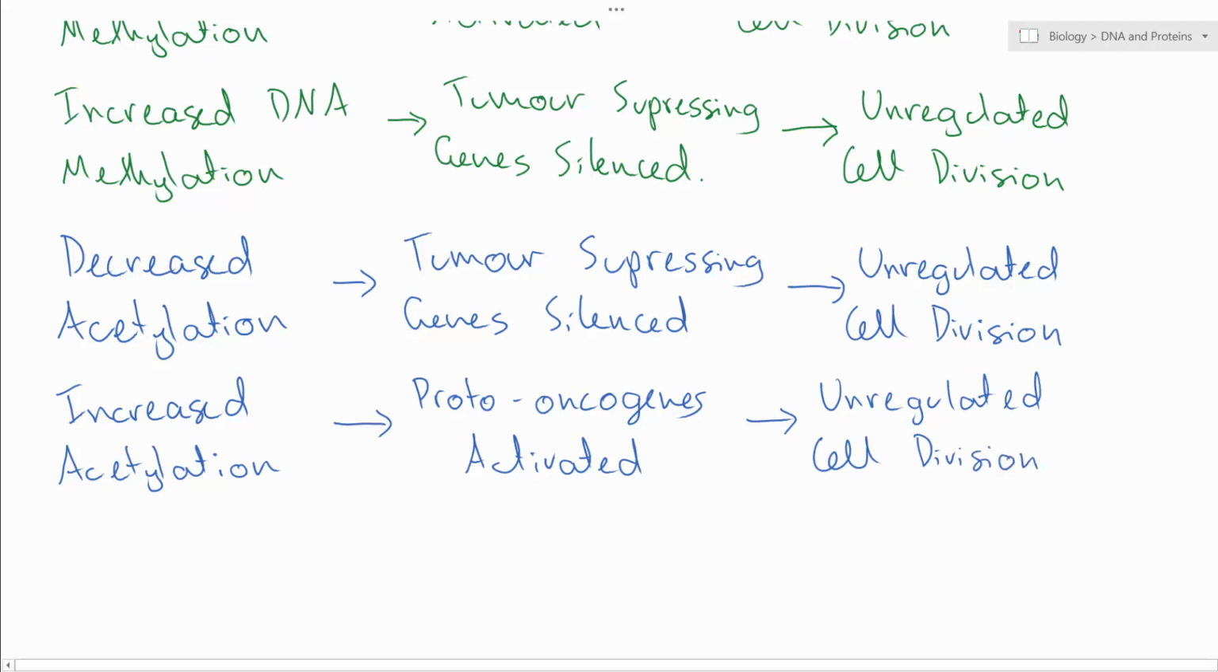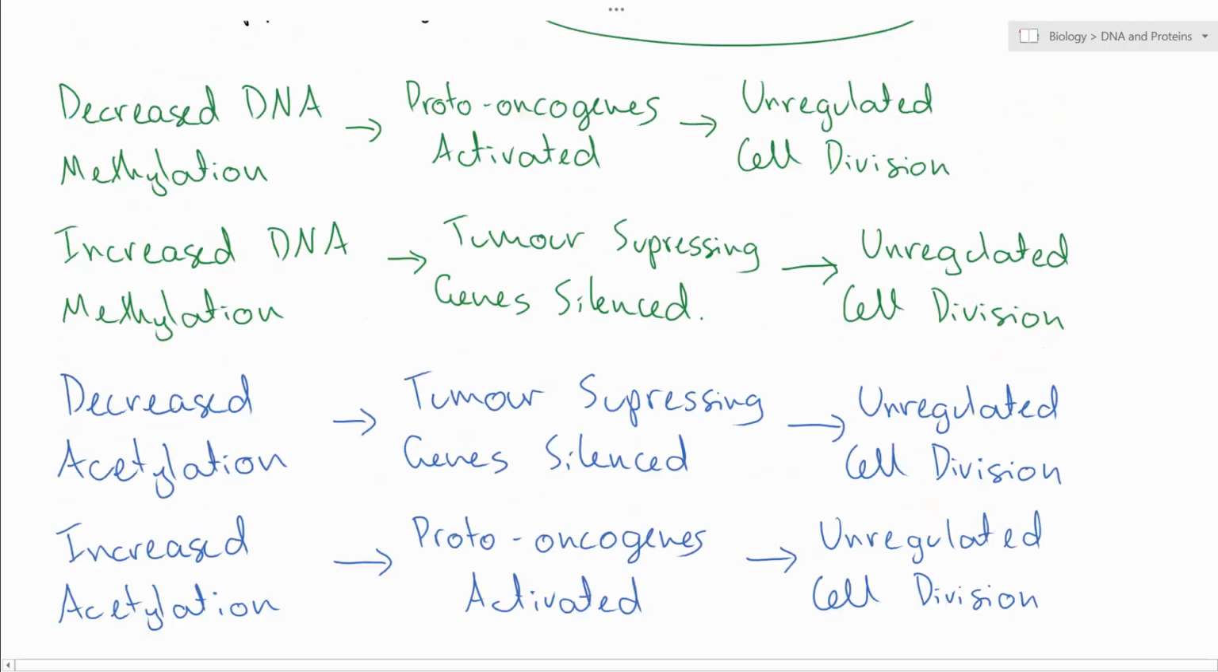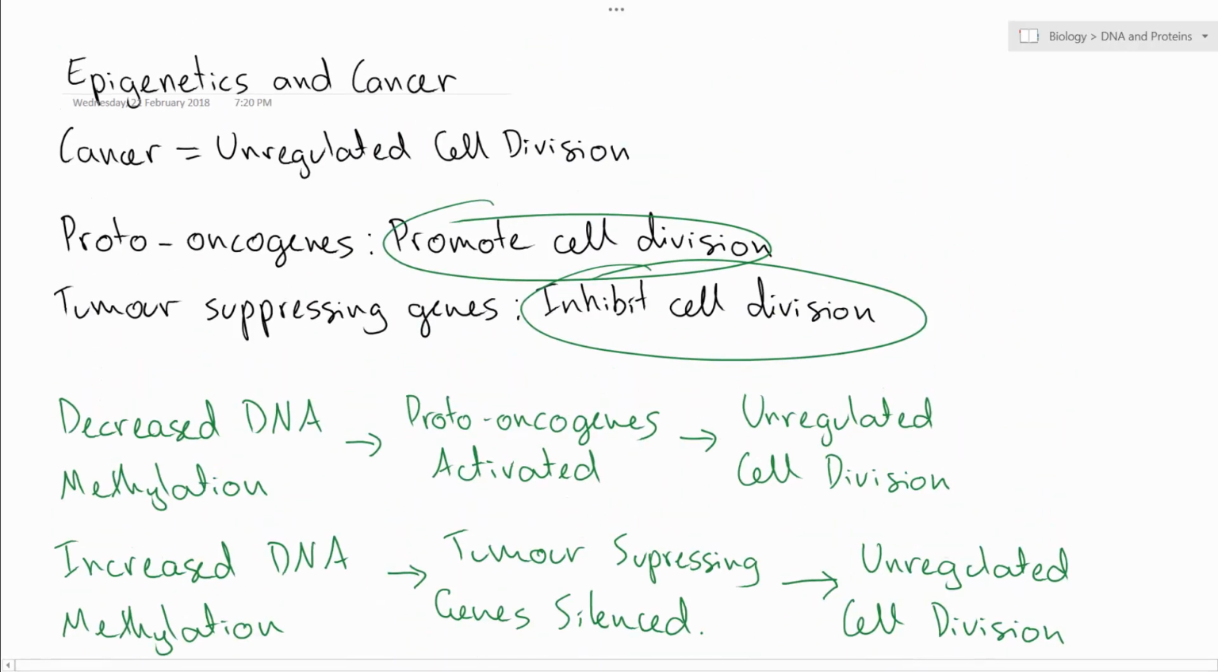So basically, if these epigenetic factors come about in an undesirable way, or we see certain genes being activated or silenced that we wouldn't usually want to in proto-oncogenes or tumor suppressing genes, then the end result can be greater amounts of cell division to the point where it could be unregulated and uncontrolled. And if we see that occur, then that unregulated cell division can essentially lead to cancer and tumors forming.